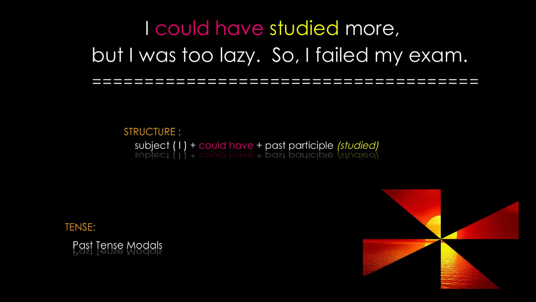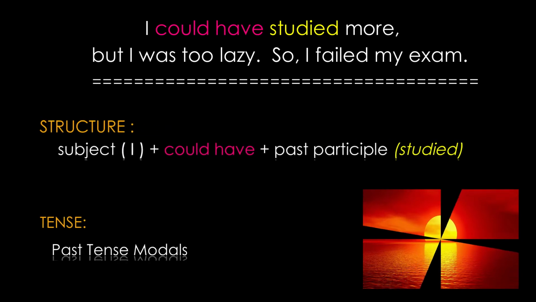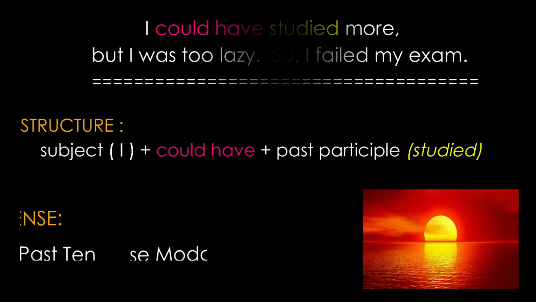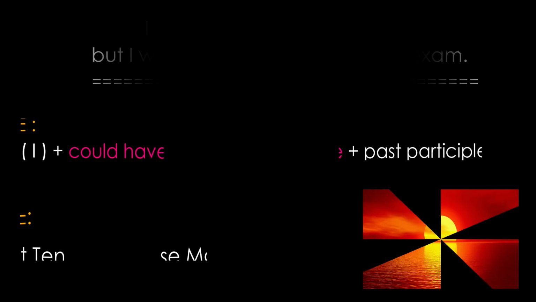Let's take a look at the structure and tense of the sample sentence, I could have studied more. The structure of I could have studied is subject, which is I, plus could have, plus past participle. The past participle is studied. Tense. The tense is in the past tense modals, which means that the action could have studied or the story could have started in the past and finished in the past.